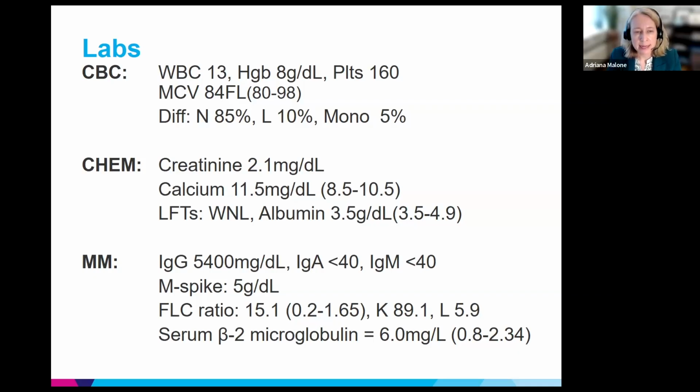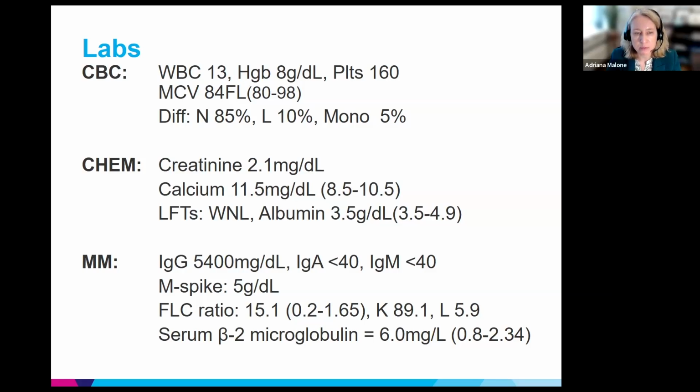Just take a minute on beta 2 microglobulin. This is a small membrane protein that is associated with the heavy chains of class 1 MHC proteins and is present on the surface of all nucleated cells. Beta 2 is elevated in diseases associated with increased cell turnover. This includes malignancies as well as benign conditions.